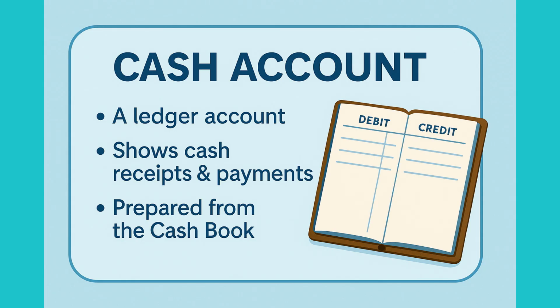In this lecture, we'll discuss the difference between a cash book and a cash account, a common area of confusion among students. A cash account is a ledger account that records cash receipts and payments. It's part of the double entry system kept in the ledger like other accounts.